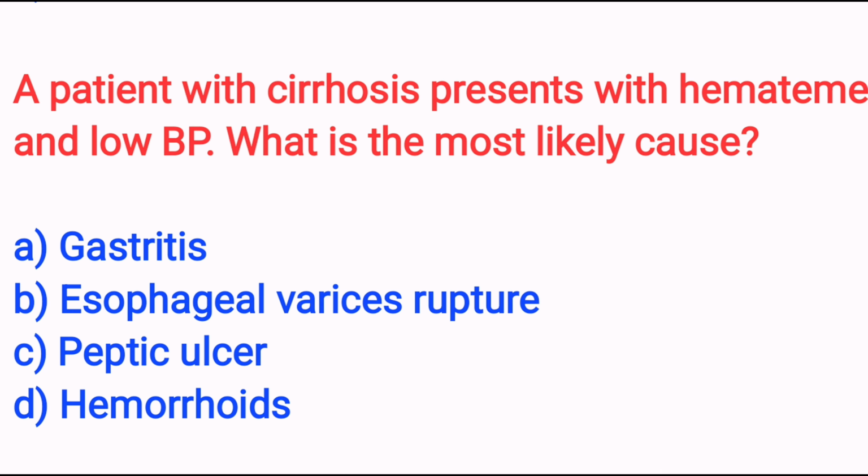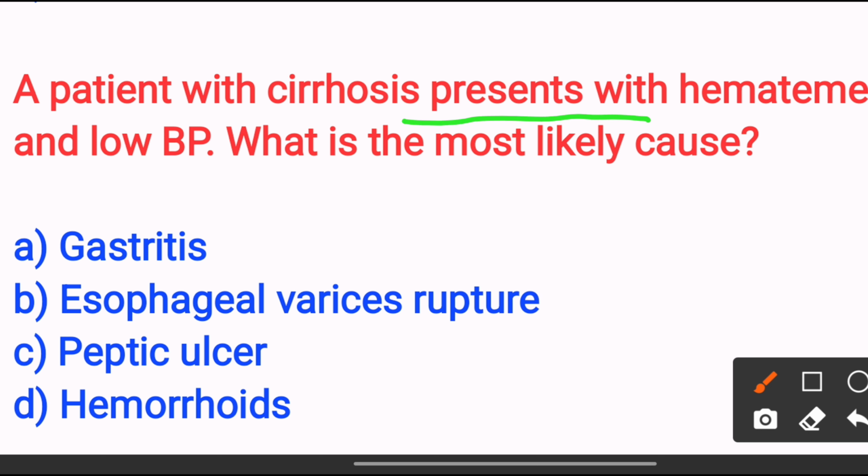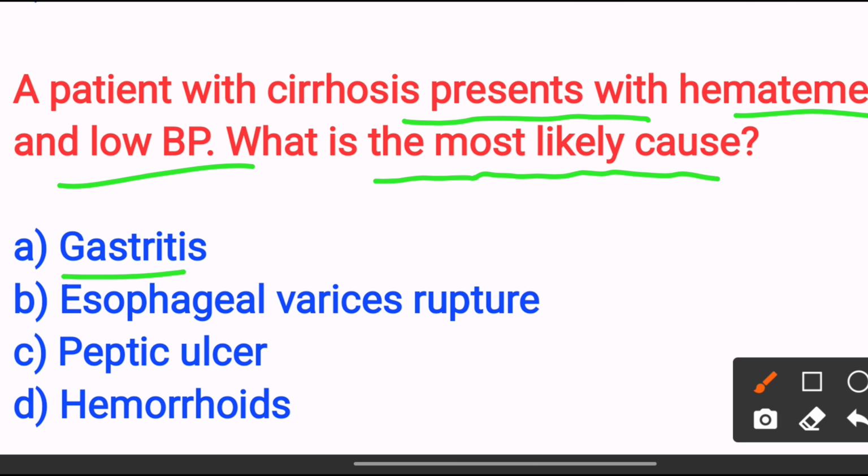A patient with cirrhosis presents with hematemesis and low BP. What is the most likely cause? Option A, gastritis. Option B, esophageal varices rupture. Option C, peptic ulcer. Option D, hemorrhoids.